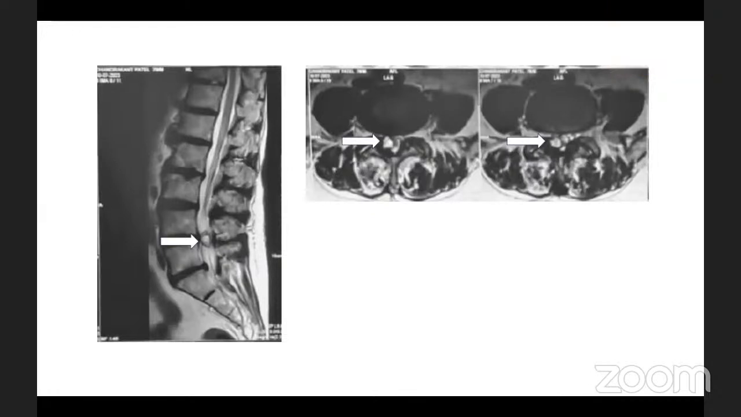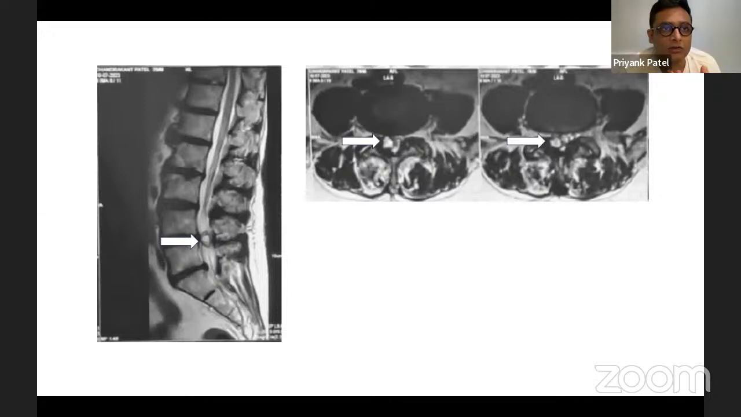Perfect. Yeah. So coming to the fact that, because there's a facet cyst, you could err towards a fusion. That's the discussion that happened regarding this case.